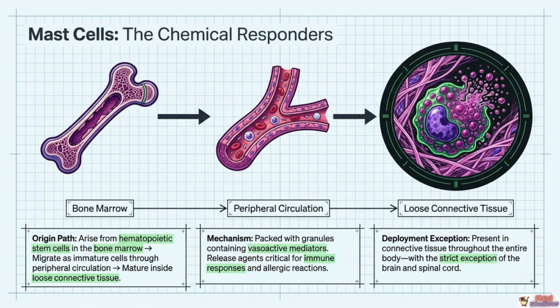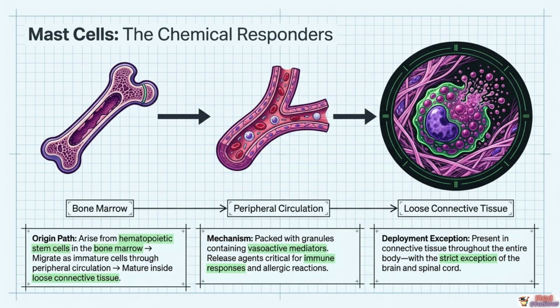Alongside the macrophages, we find the chemical alarm bells of the immune system, mast cells. The origin path of a mast cell is a multi-step journey. They initially arise from hematopoietic stem cells deep inside the bone marrow. They then migrate as immature cells through the peripheral circulation, only reaching full maturity once they exit the blood and embed themselves inside the loose connective tissue.